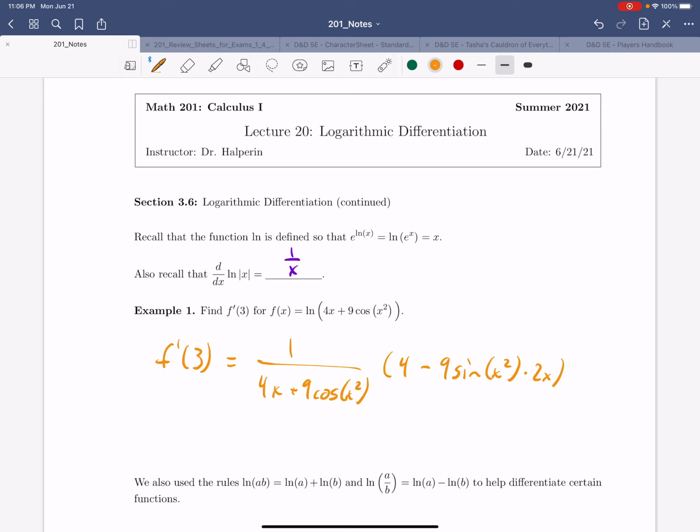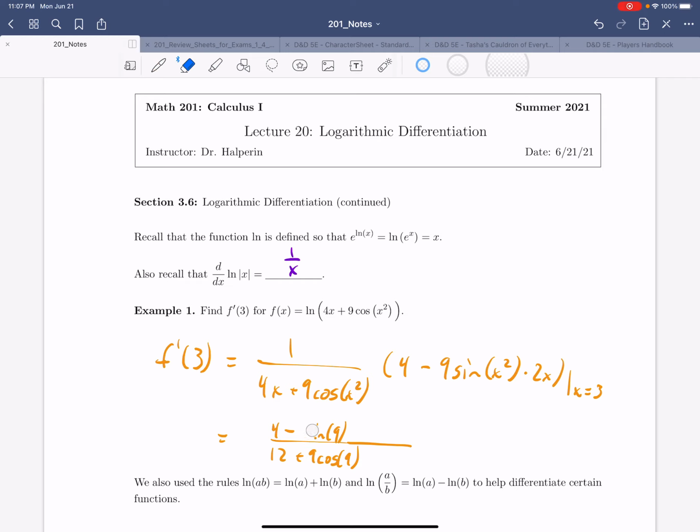So that's what you get, and then you plug in x equals 3. So this will be 1 over, nothing nice over here. Actually, I'm just going to say 12 plus 9 cosine of 9. Cosine of 9 is not a nice value. And then on the top, I guess, we'll have 4 minus 9 sine of 9. Again, nothing nice there. Times, I guess times 6.